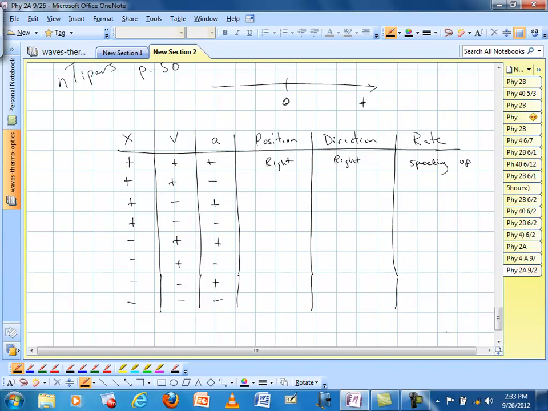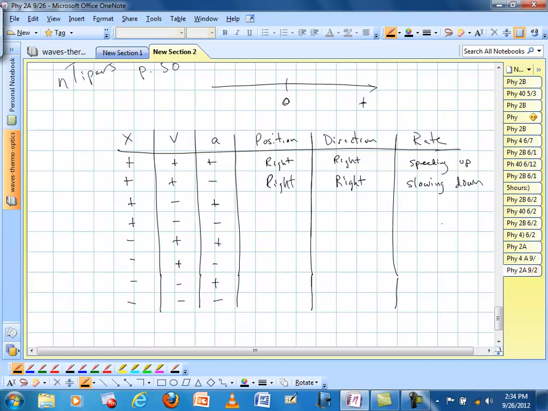So I've drawn the diagram from page 50 here. And what happens? So the first one's done for us. The second one, x is positive. The position's positive. Where is it? On the right side. The velocity's positive. It's going to the right. And the acceleration's negative. That means it's slowing down because they are in opposite directions.